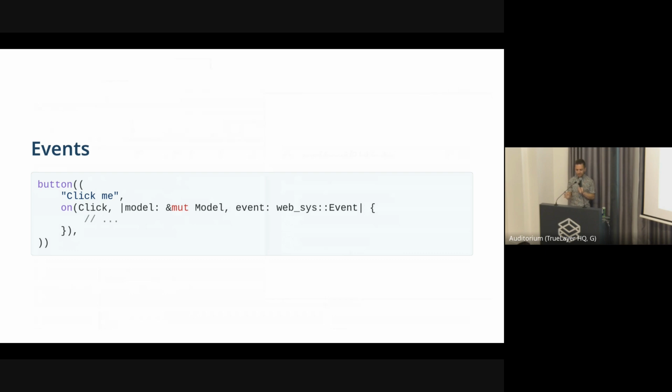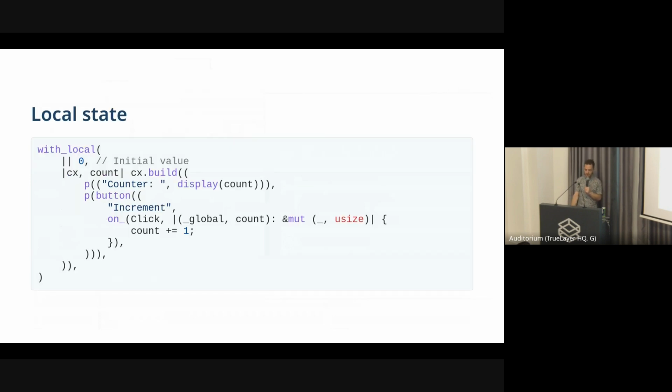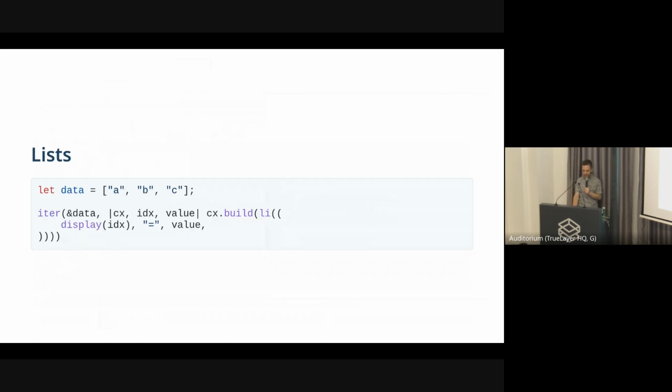Events give you direct mutable access to the state of the application, and this is really convenient. You don't have to have that message type. I mean, the message type is fine, but it's just extra boilerplate a lot of the time. We can have local state, which was not possible in a lot of other models. So we can have an initial value, and then inside the definition, the body, we get the current value, and also in the event handlers, we also get a mutable reference to the local as well as the global value. We can have a list over anything iterable.